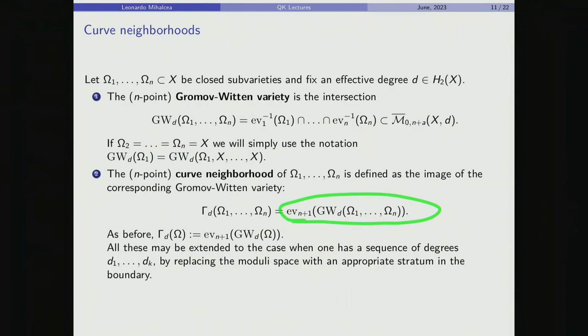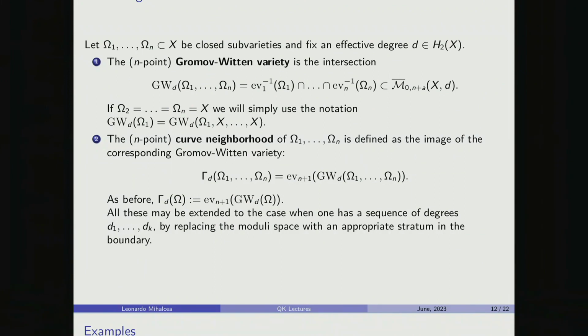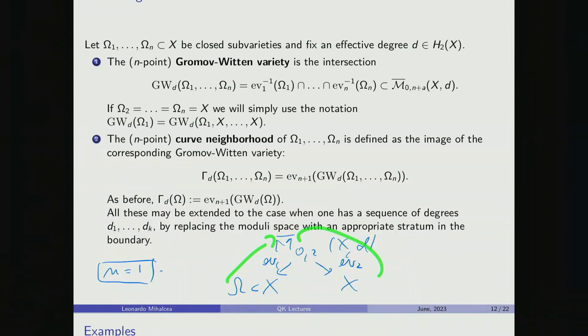If you want, this is like a correspondence diagram. Let's say that you take n is equal to 1. Perhaps this is the simplest example. So if you take n is equal to 1, then what do you have? You have the moduli space, M_{0,2}. And this comes with two evaluation maps, EV1 and EV2. Here you have the variety omega. And then what you do is you pull back and push forward. Okay? So the curved neighborhood in this case is going to be Gamma_d of omega. It's going to be just EV2 of EV1 inverse of omega.